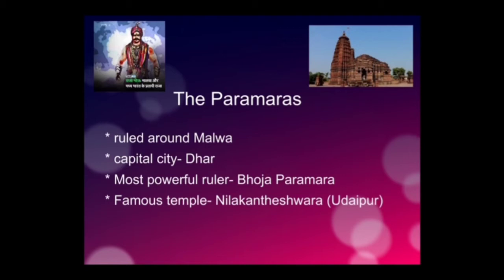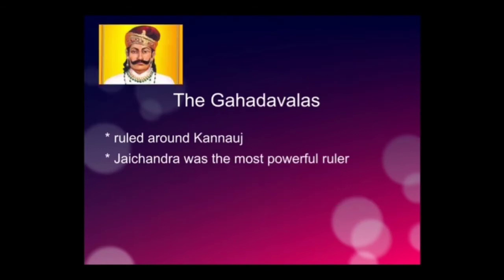So students, this is how we are learning about the Rajput rulers, and the next Rajput rulers were Gahadavalas. Jayachandra was the king of Gahadavalas, and they ruled around the region of Kannauj, which was a very fertile region at that time. In 1194 Common Era, Muhammad Ghori defeated the Gahadavala king Jayachandra.